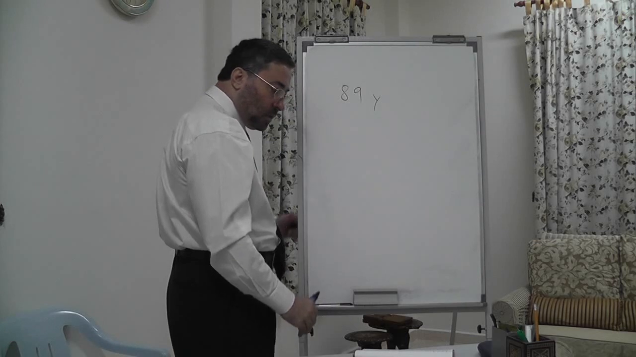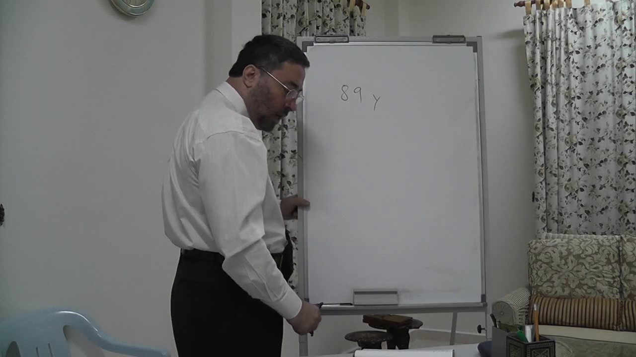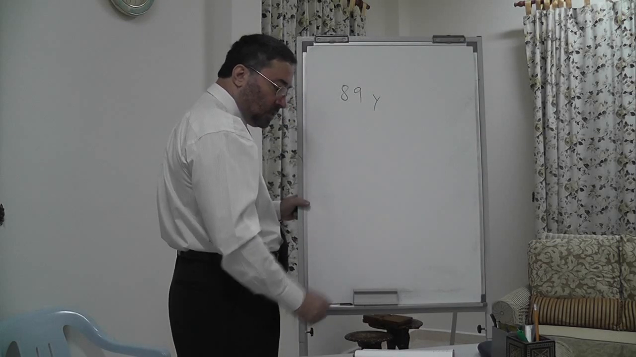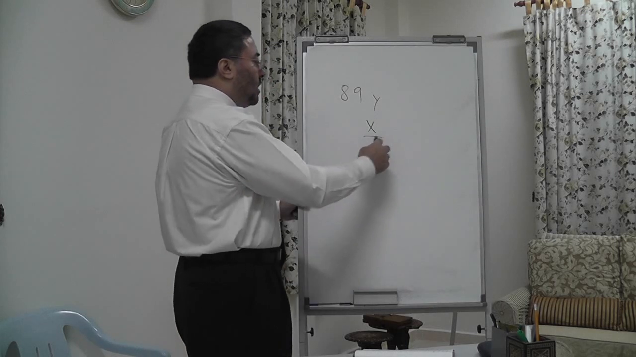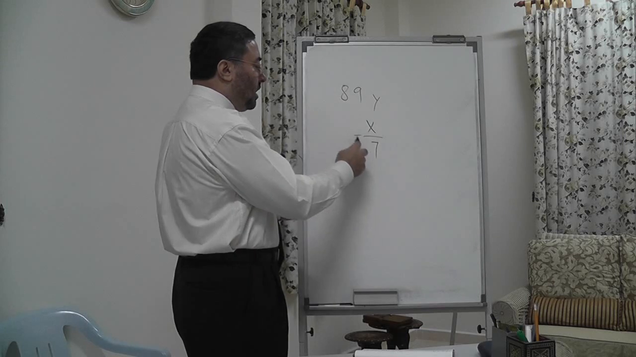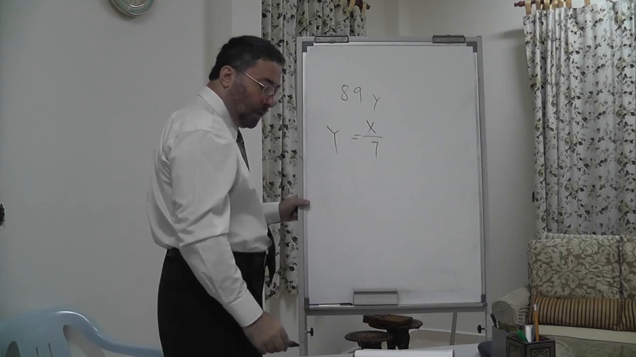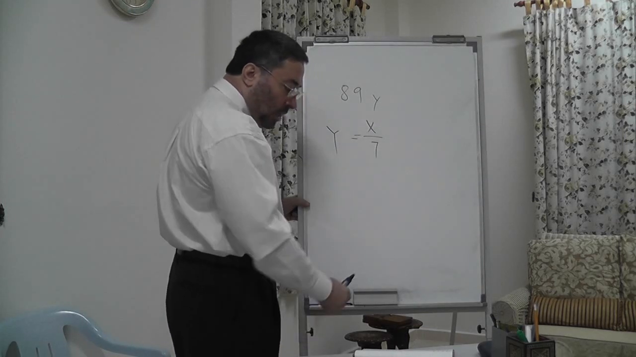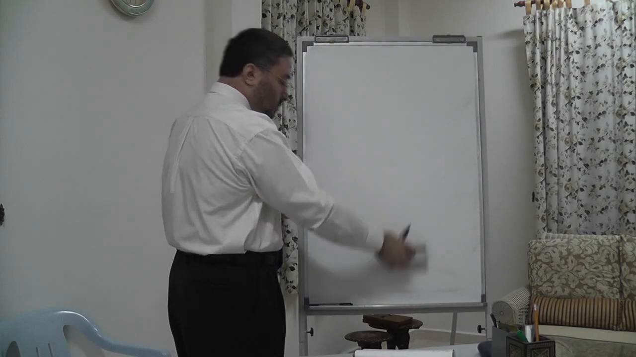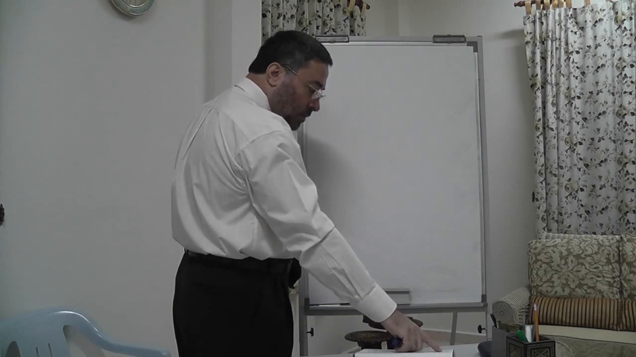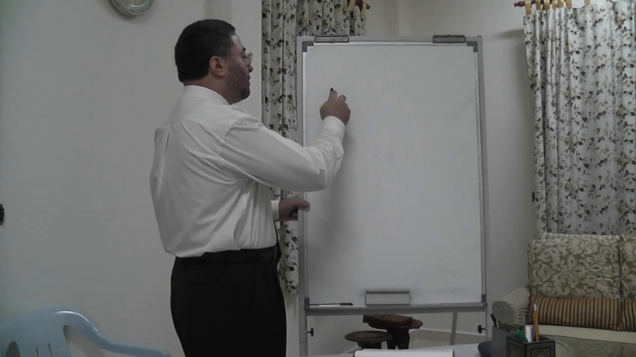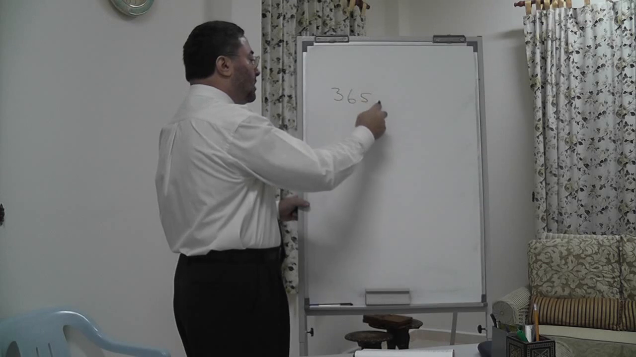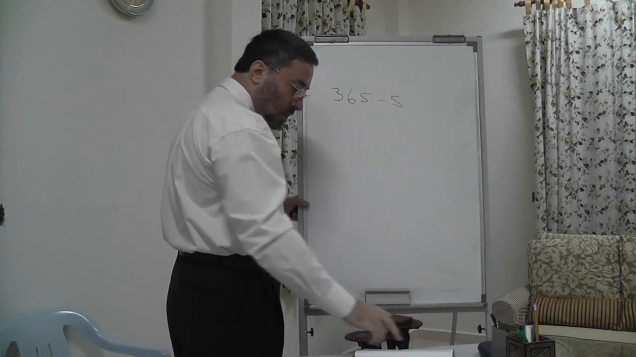Number 15, the total number of weeks y in x days. So I have x days. To find out how many weeks, I divide by 7, and that will be equal to the number y. Number 17, the number of sunny days, s, subtracted from 365. So that will be 365 minus s.